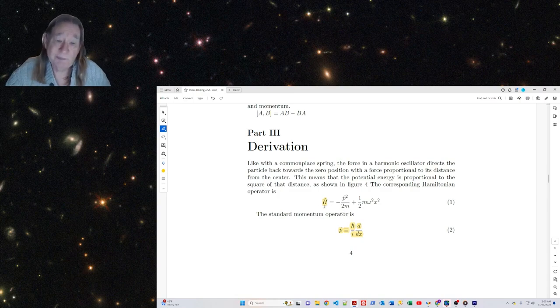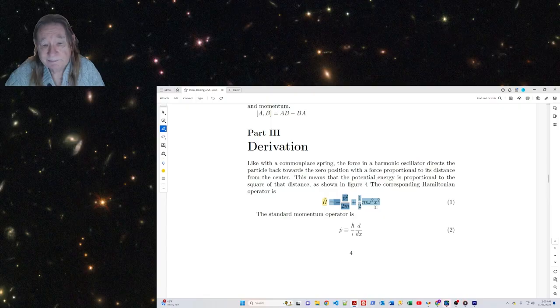Now, this expression for the Hamiltonian, you can find this in a textbook on classical physics, except there won't be a hat over p because p won't be an operator. It'll just be the mass times the velocity. But it's the same formula. Only in quantum mechanics, p is an operator.